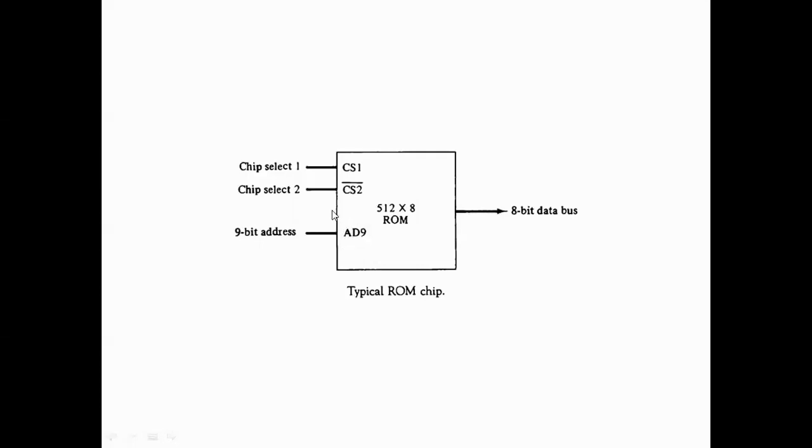In this ROM chip, we don't need the read and write line, because this is very logical. Whenever a ROM chip is selected by the CPU, it naturally means that it has to read, because there will be no write operation in a normal ROM. In a traditional ROM, there is no write operation. So whenever a ROM chip is selected, it naturally means that the CPU wants to read. So there will be no separate read and write lines here. Otherwise, the structure is the same as that of RAM.